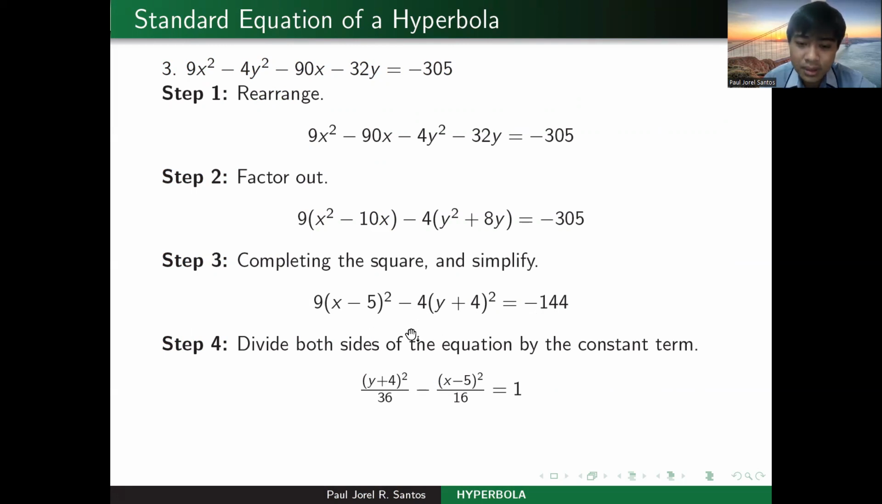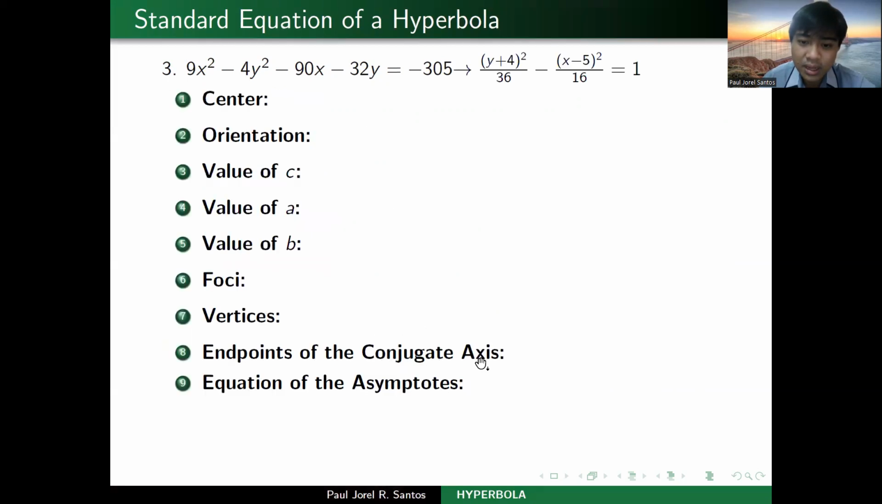Now, since I have here this, obviously, we can say that the center is located at 5, negative 4. This is the standard equation of our hyperbola, whose general form is this. Its center is located at 5, negative 4.